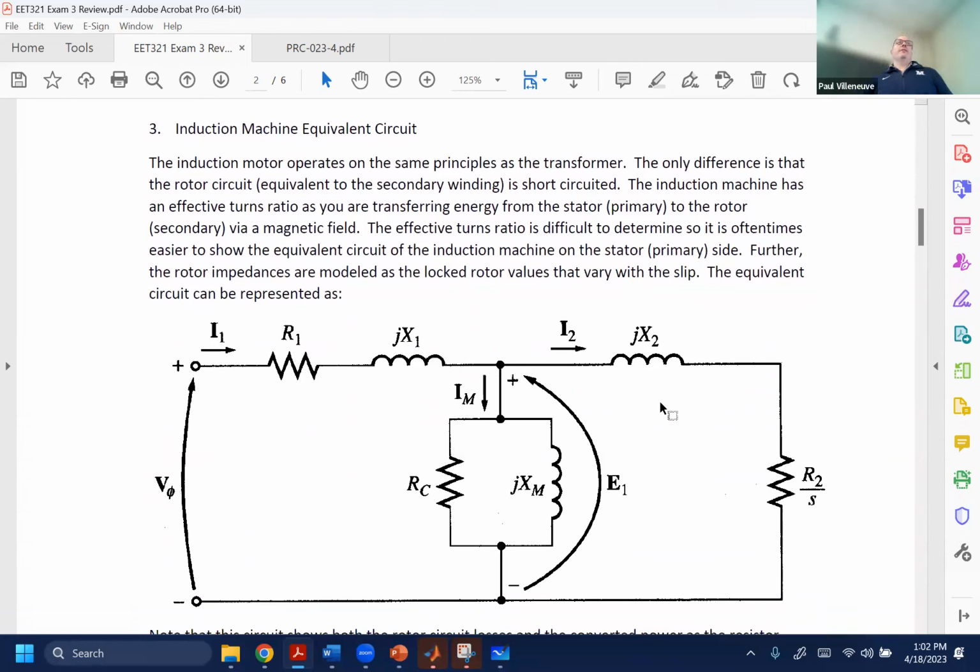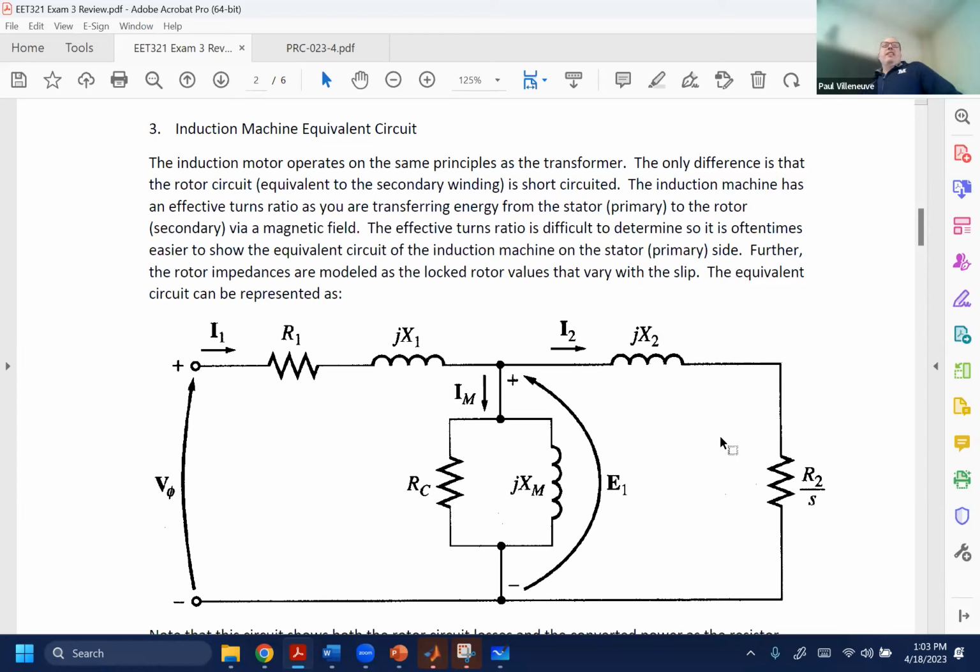And here's our equivalent circuit. Just like a transformer, except the secondary winding is short circuited. That's all. Okay, so go back to our transformer. We have a resistor and inductor on the primary side, some core and some magnetizing, and a resistor and an inductor on the secondary side. It's the same thing. An induction motor is a rotating transformer. It operates on exactly the same principles as the transformer.